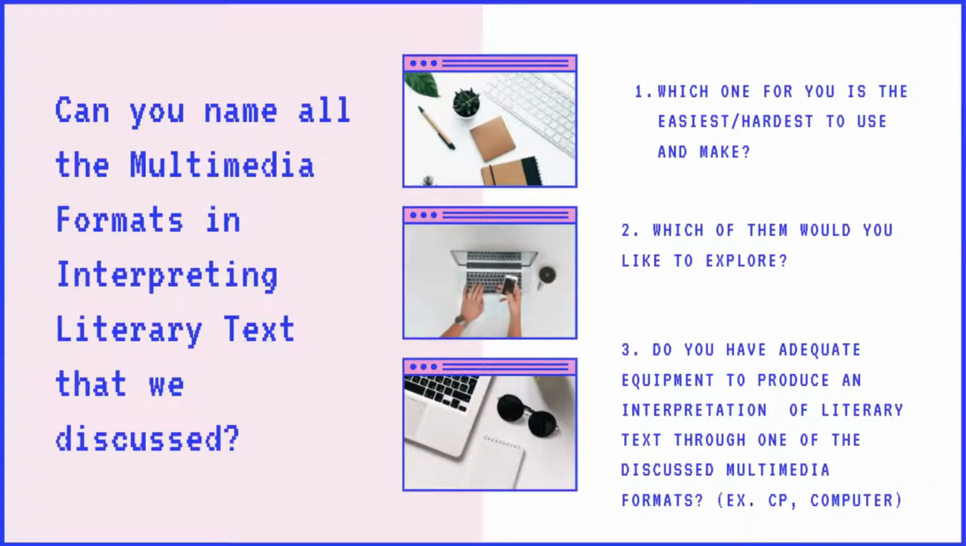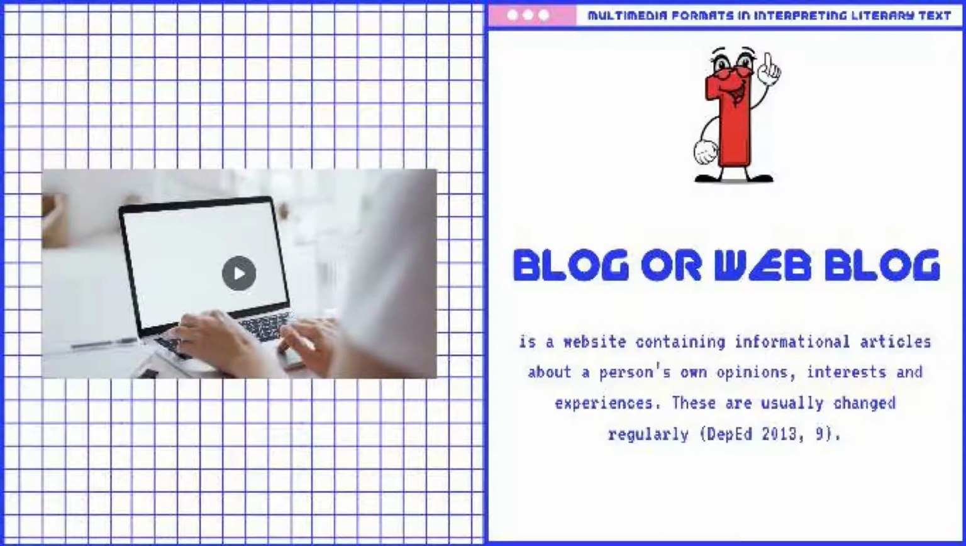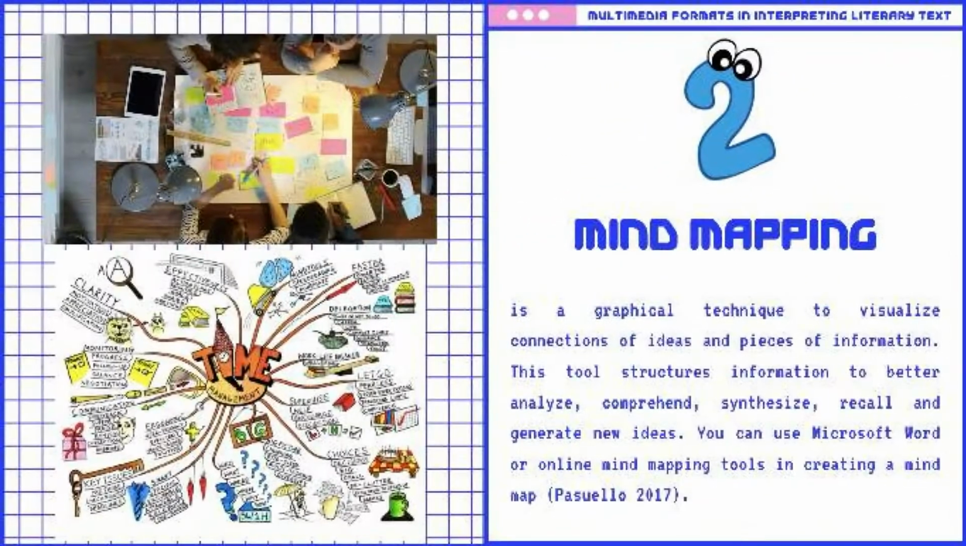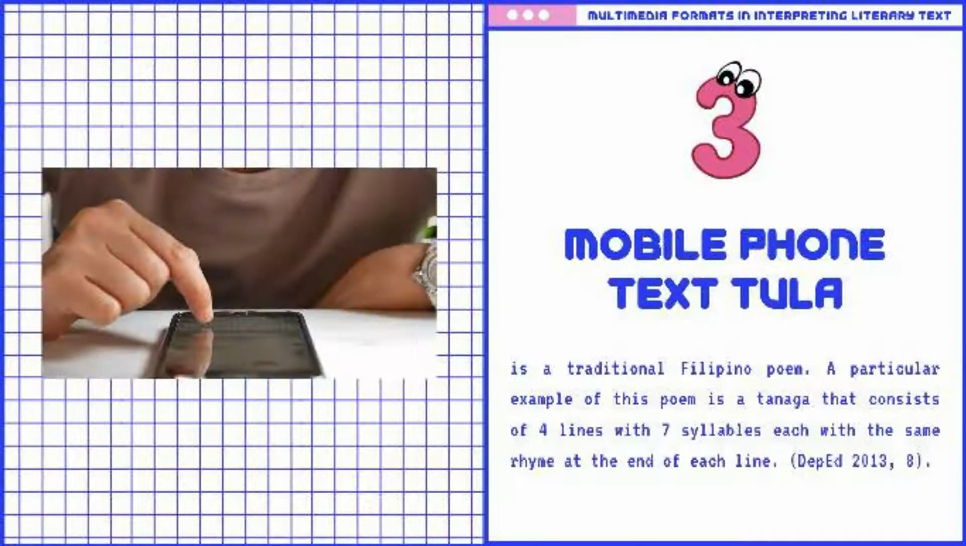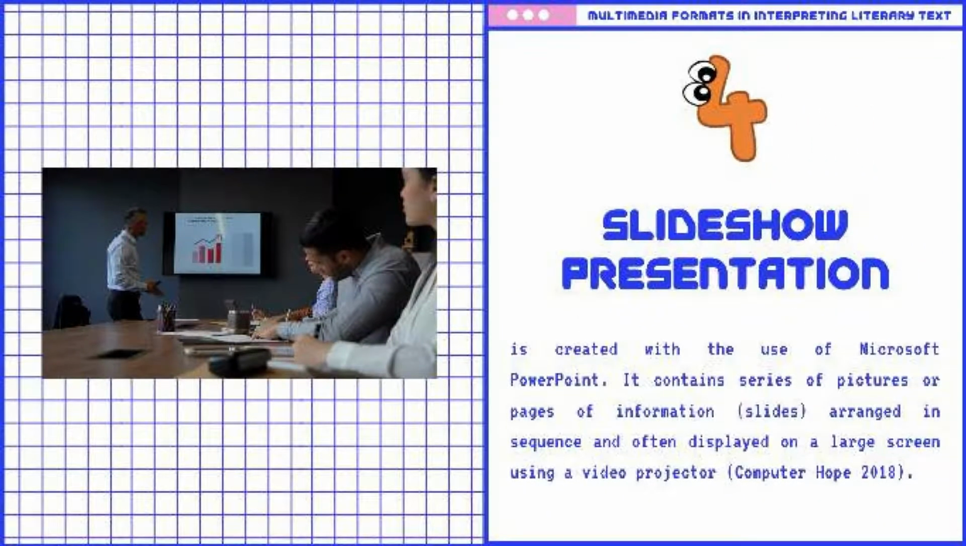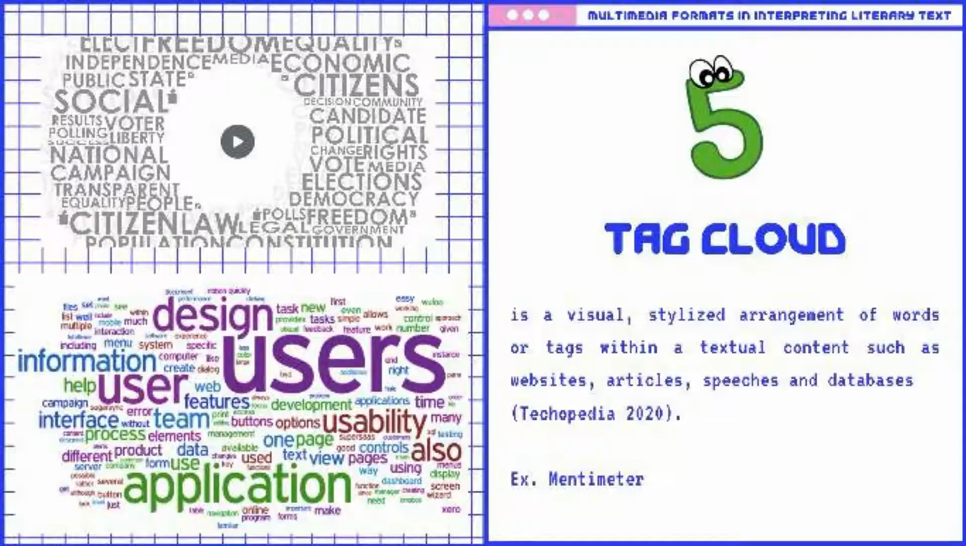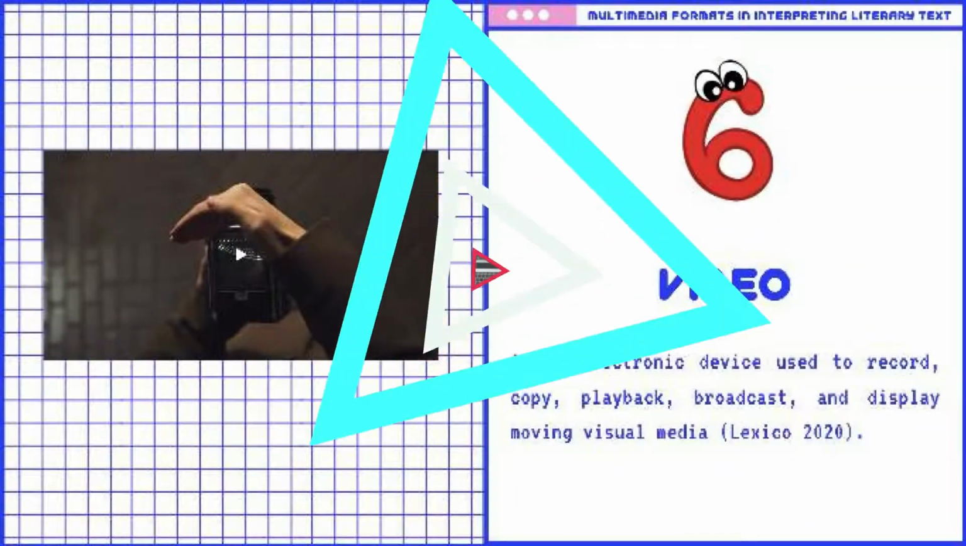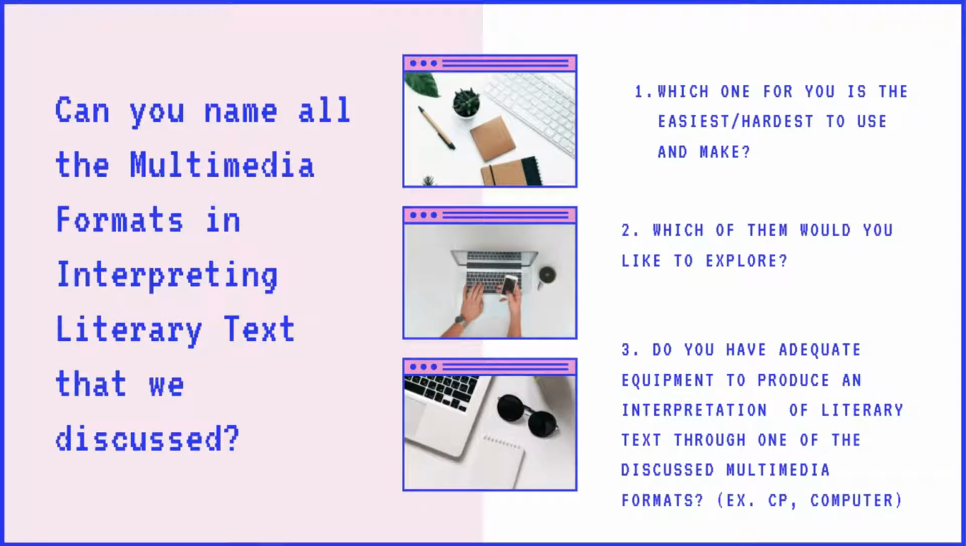Alright, would you believe that's all for week 5, lesson 1? Now, can you name all the multimedia formats in interpreting literary text that we discussed? We have first, blog or a web blog. Next, mind mapping. 3, mobile phone text tula. 4, slideshow presentation. 5, tag cloud. And 6, video. So you remember them all and you will be able to use them properly as we have discussed.